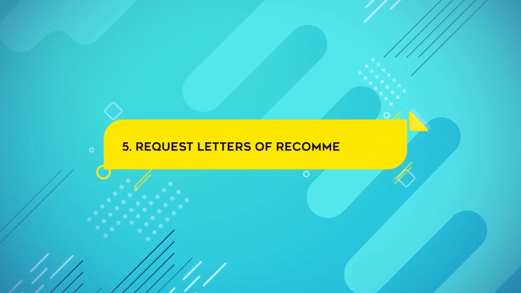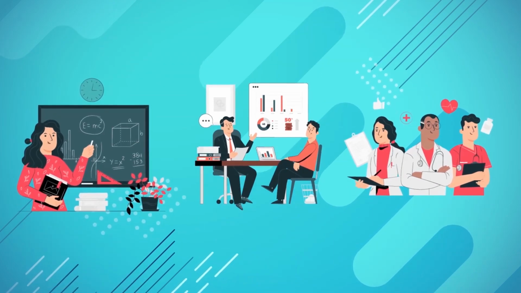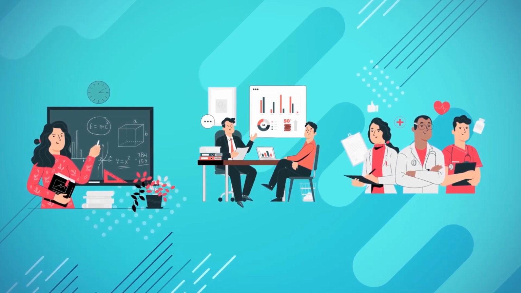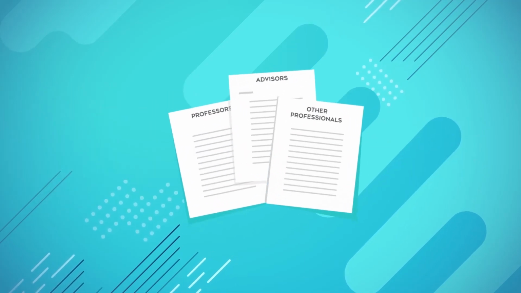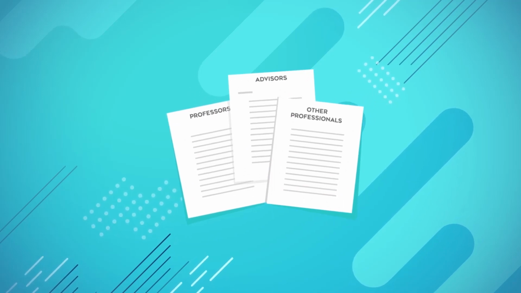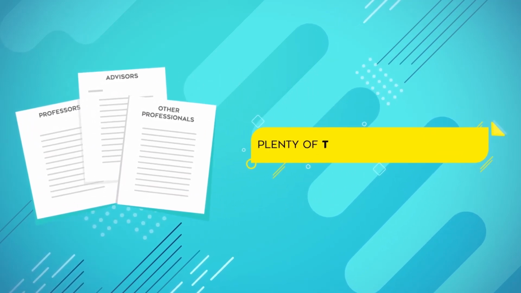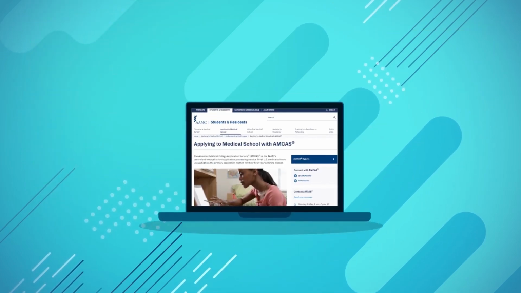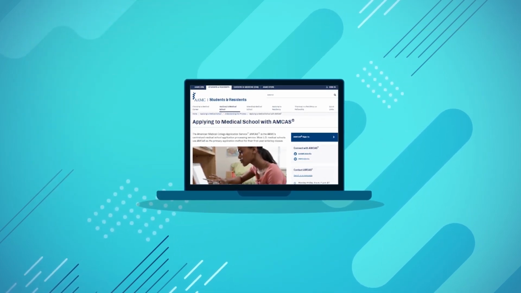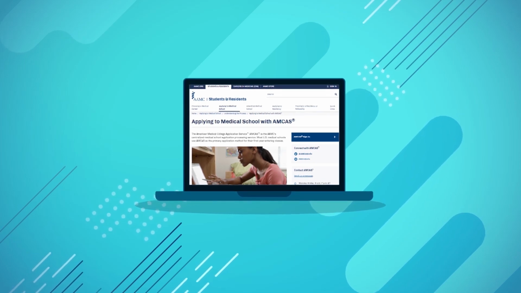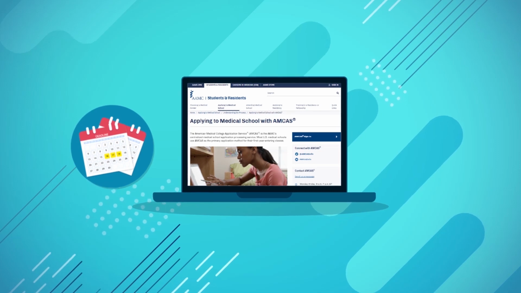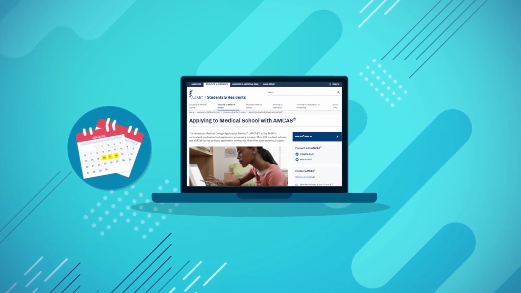Fifth, request letters of recommendation. Most medical schools require letters of recommendation from professors, advisors, or other professionals who know you well. It is important to request these letters early and provide your recommenders with plenty of time to write and submit them. Sixth, submit your application. Once you have completed all the above steps, you can submit your application through the AMCAS website. Be sure to submit your application before the deadline, which is usually in the fall of the year before you plan to attend medical school.